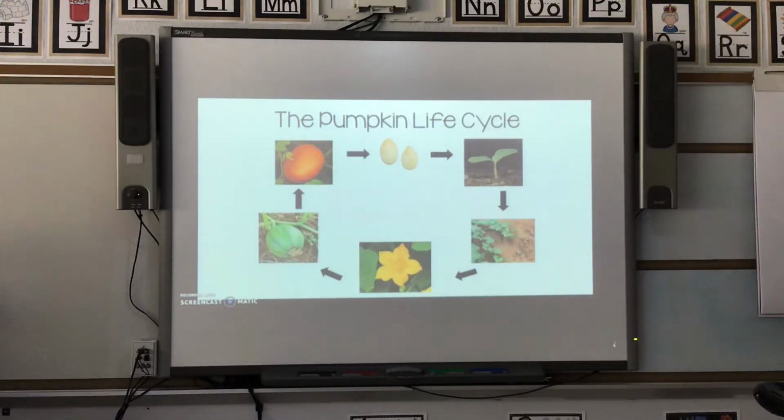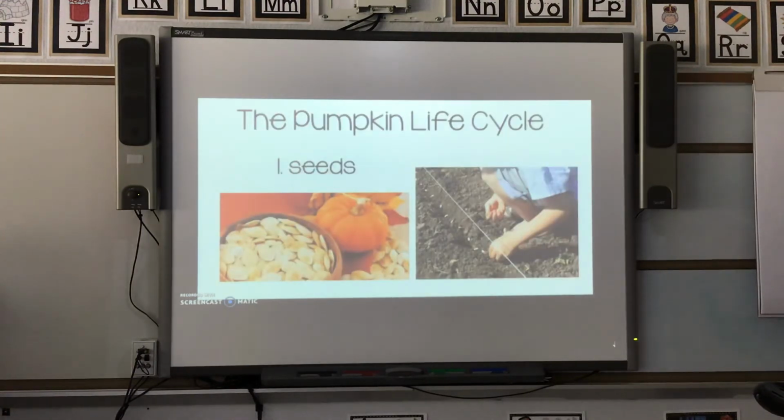Next, we're going to learn about the life cycle of a pumpkin. Remember, life cycle means when something starts and how it grows all the way around into an adult and starts over again. So let's learn how a pumpkin grows. Pumpkins start as seeds. Remember, they're white and the size of your fingernail. Here's a boy planting seeds in the soil. Notice how he's putting the seeds in a nice straight line. We'll see why he does that soon.